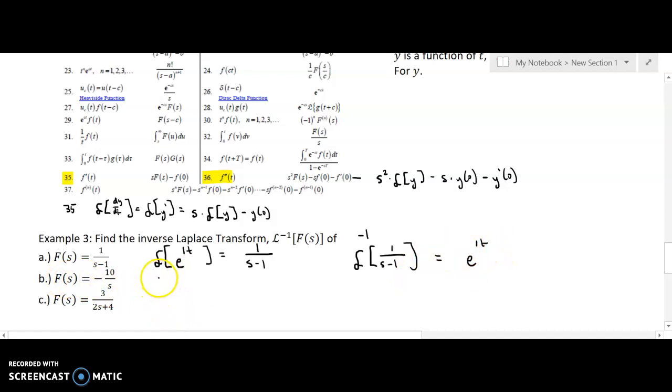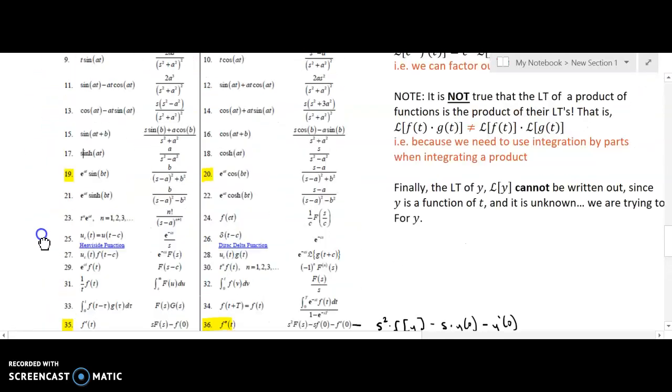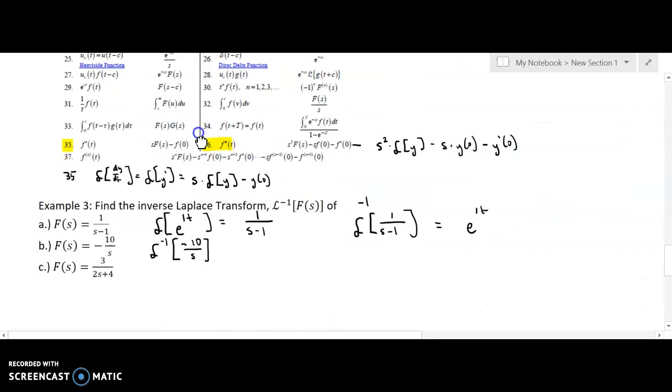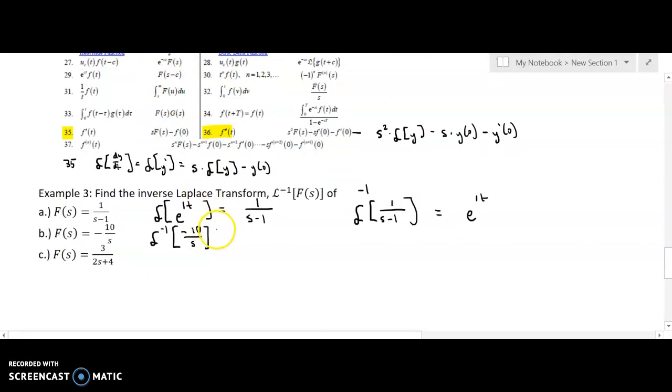Same kind of thing goes here. I want to find out what was the function that I had to take the Laplace of to end up with negative 10 over s. Well, that looks a lot like the Laplace of a constant, where the Laplace of a constant is c over s. So if we have c over s, whatever that numerator is, that's going to be the function I started off with. Therefore, the inverse of negative 10 over s is going to be negative 10.